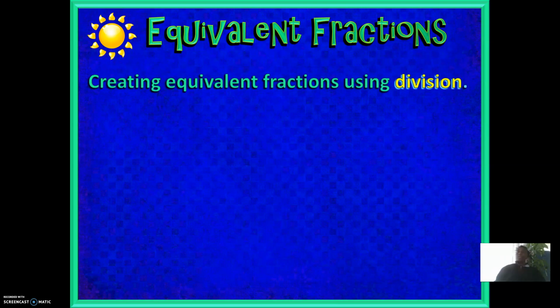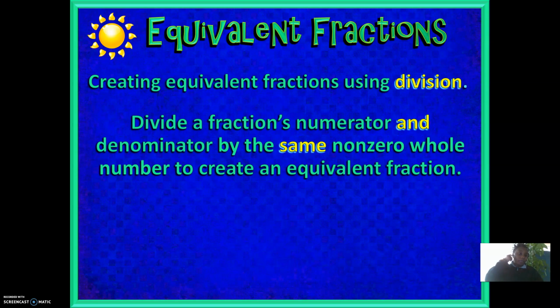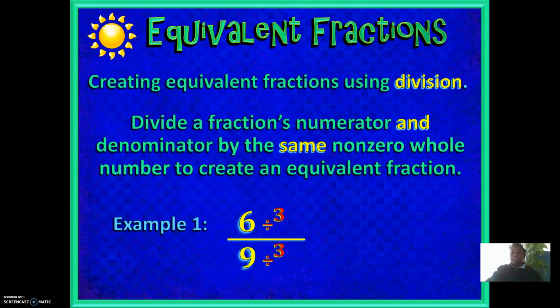The next strategy that we're going to talk about is creating equivalent fractions using division. Well, when we're creating equivalent fractions with division, there's one rule again. Divide a fraction's numerator and denominator by the same whole number. That'll help us create equivalent fractions. Take 6/9 as an example. If we divide the top and the bottom by 3, which is a factor of both 6 and 9, we'll get 2/3.